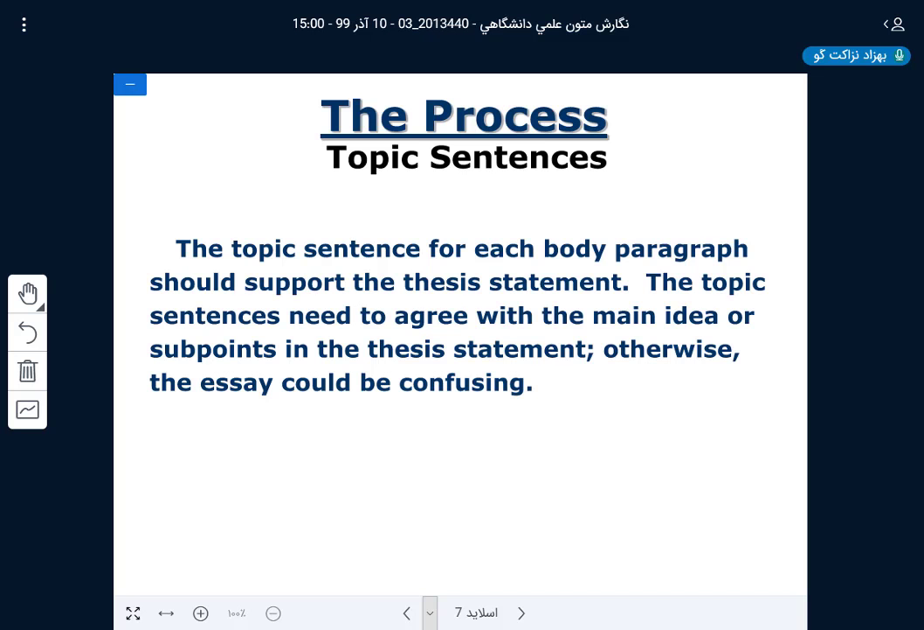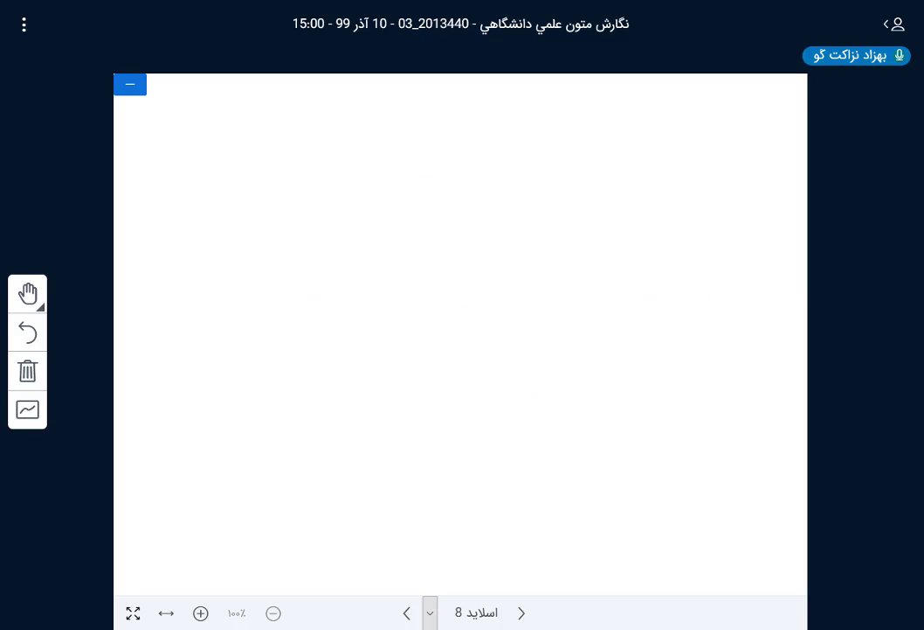And the points, or the claims, in each thesis statement can be a topic sentence for our paragraph. Let's go to the next slide. So let's see what the topic sentence is. The topic sentence for each body paragraph should support a thesis statement, and the topic sentences need to agree with the main idea or the sub points in the thesis statement. I will talk about the sub points next session if time allows, how we can write the sub points, okay? And these sub points are a part of the thesis statement or blueprint, okay? And the essay requires this in order to clarify everything, otherwise it could be confusing.